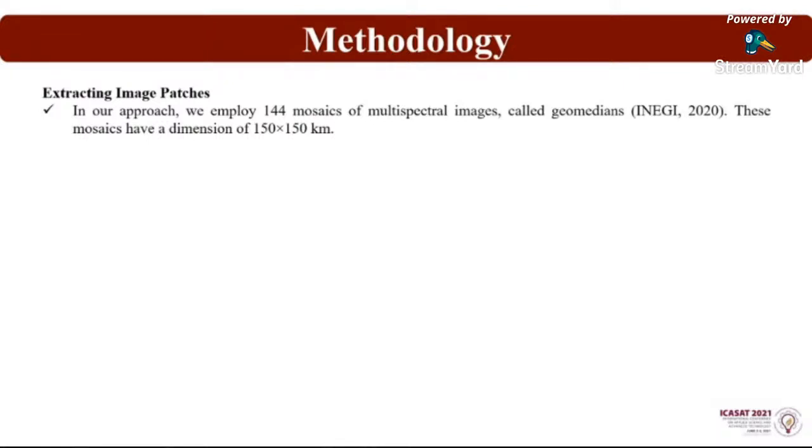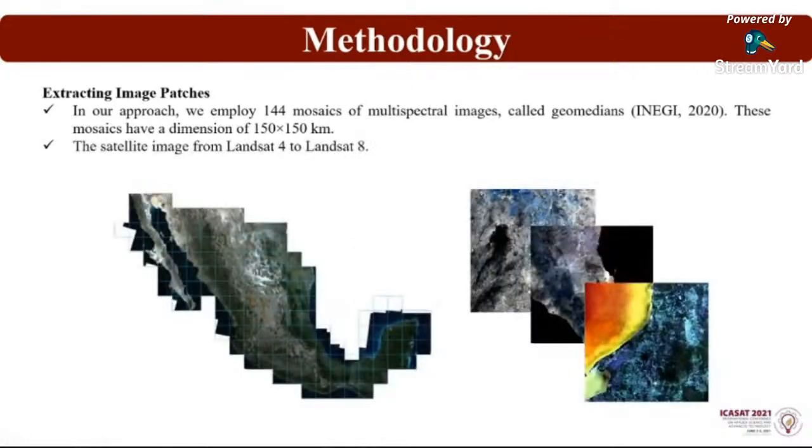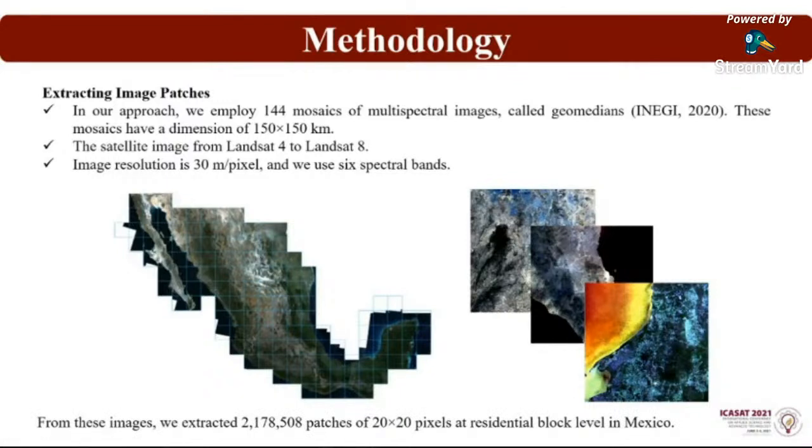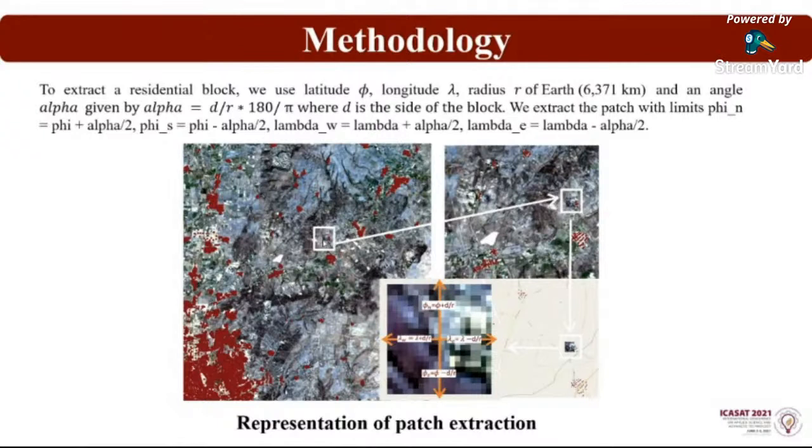In our approach, we employed 144 mosaics of multispectral images. These mosaics have a dimension of 150 times 150 kilometers. The satellite images are from Landsat 4 to Landsat 8. Image resolution is 30 meters per pixel, and we use 6 spectral bands. From these images, we extract more than 2 million patches of 20 times 20 pixels at residential block level in Mexico. To extract a residential block, we use latitude and longitude data provided by the 2010 population census.